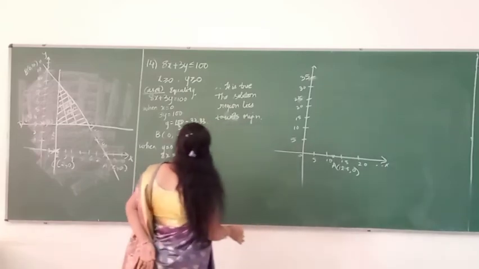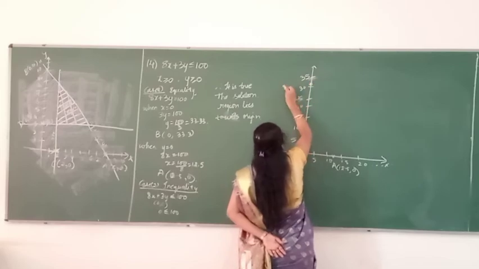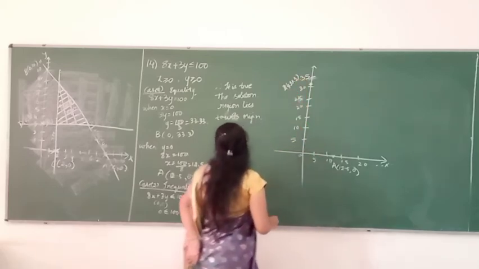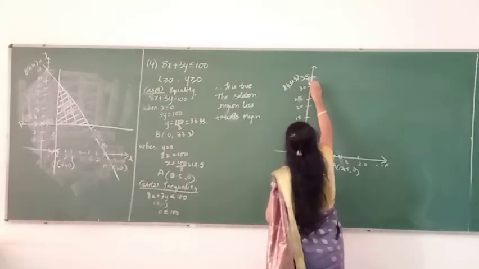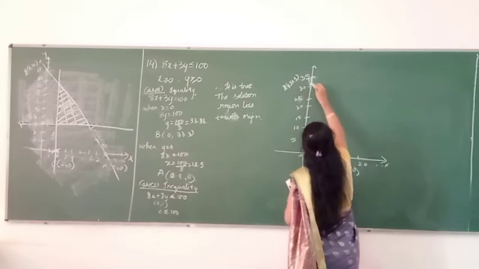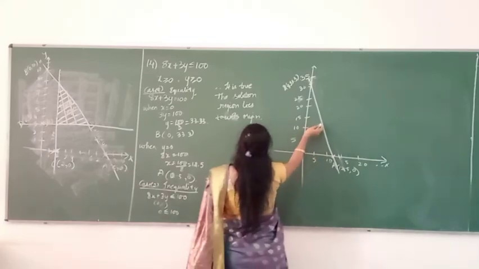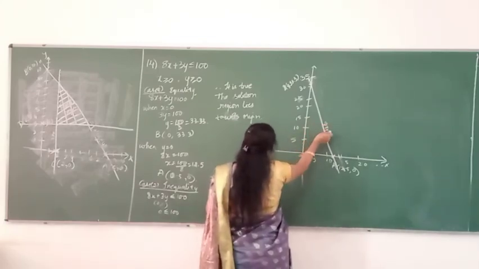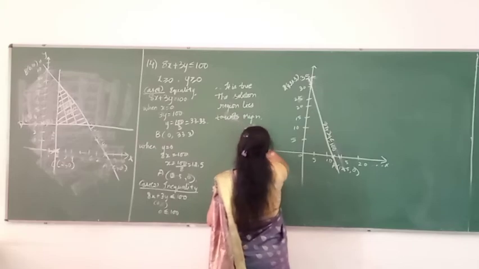And the next one, the b coordinate. Just check with the inequality sign, as it is a bounded line. So this is your inequality, 8x plus 3y is less than or equal to 100. Just check, it says that it lies towards the origin.